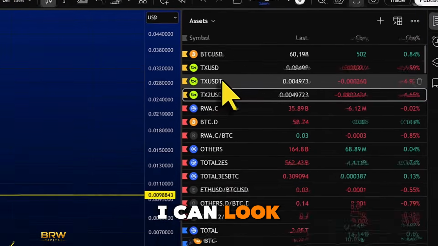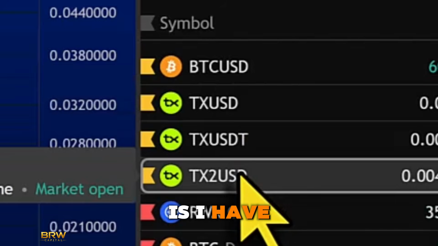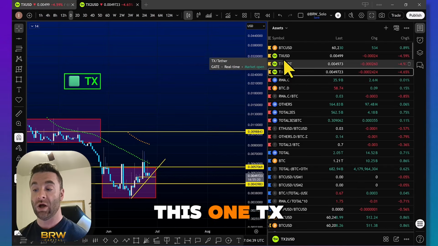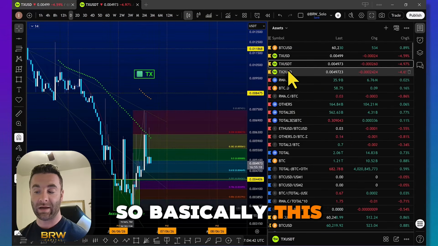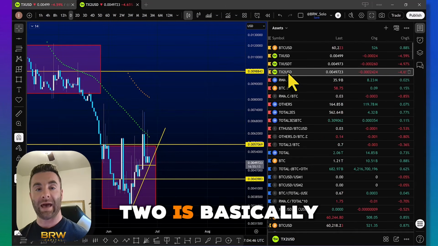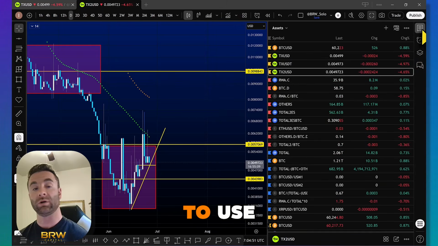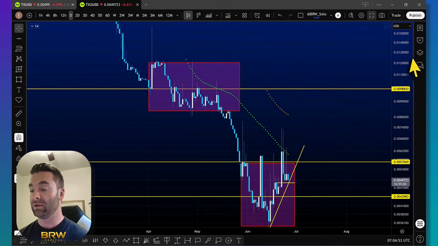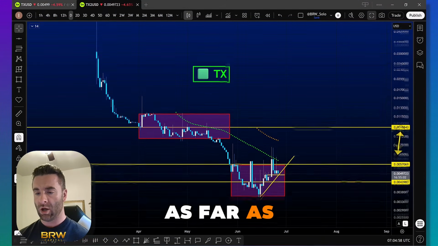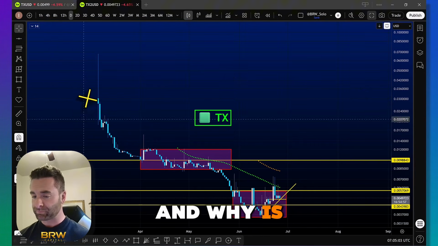And another way I can look at this data is, if you guys are doing TA charting and all this stuff, I have 3 TX charts that I look at. This one where it's TX, and this one TX, and then TX2. So basically this is Kraken, this is Gate.io, which are 2 exchanges, and then TX2 is basically the aggregate of all the indexes together, which I like to use because it's a little bit cleaner, and it gives us a little bit cleaner idea on the charts as far as where all of the wicks are being averaged out. And why is that important?